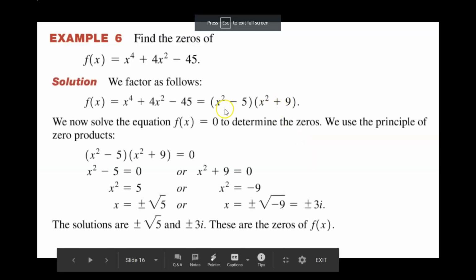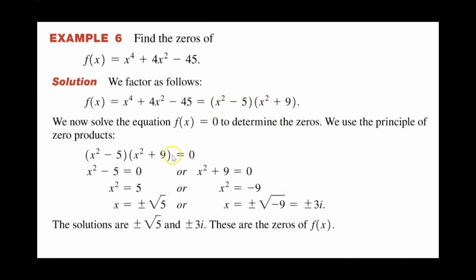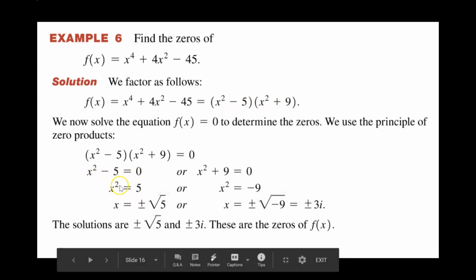This one here cannot be factored. This one cannot be factored either, because this 5, you can't take the square root of 5. So we just go ahead and set both of these equal to 0. I set the first part equal to 0, add the 5 over, and get rid of the square by taking the square root. So I have plus or minus the square root of 5.